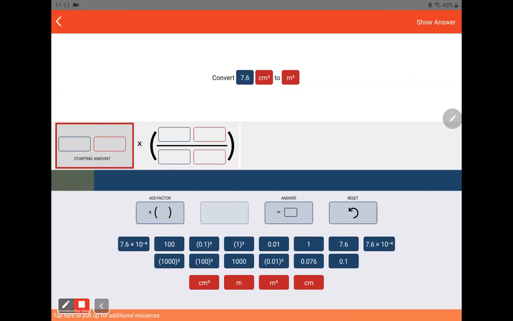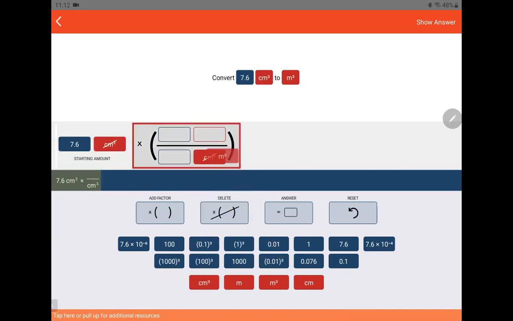Okay, so we're going to start with our 7.6 centimeters cubed. Now I want to get out of centimeters cubed into meters cubed. So I know, again, that 1 meter is equal to 100 centimeters, but we're cubing everything, right? So I can still do that and cube the numbers individually. So 1 meter is equal to 100 centimeters. So that also means I need to cube the 100. So it aligns perfectly with our units, which have a cube.